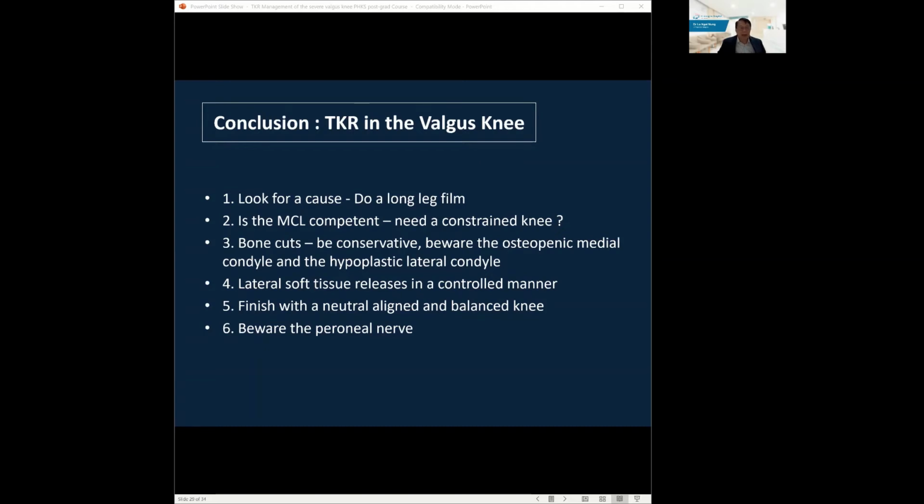Last but not least, beware of the foot drop, the peroneal nerve. Always take care in your releases. If we find that we are unable to balance, then use a constraint. And at the end of the surgery, always send the patient out of the OR with the knee in flexion and rest the knee overnight in flexion until the next day when we see the patient again. Because the swelling, the tension through the night can even give you a foot drop after surgery from that.